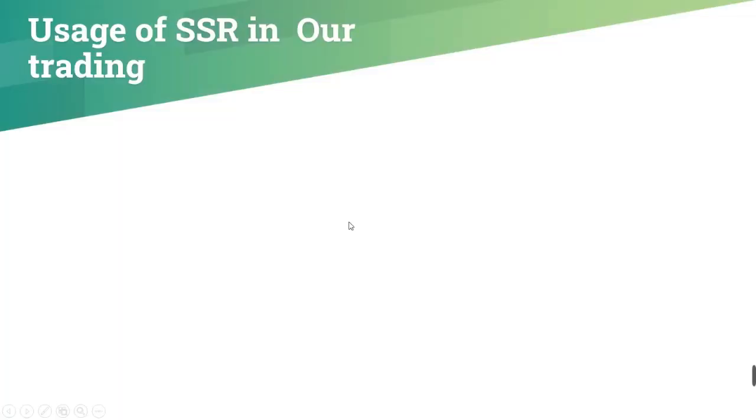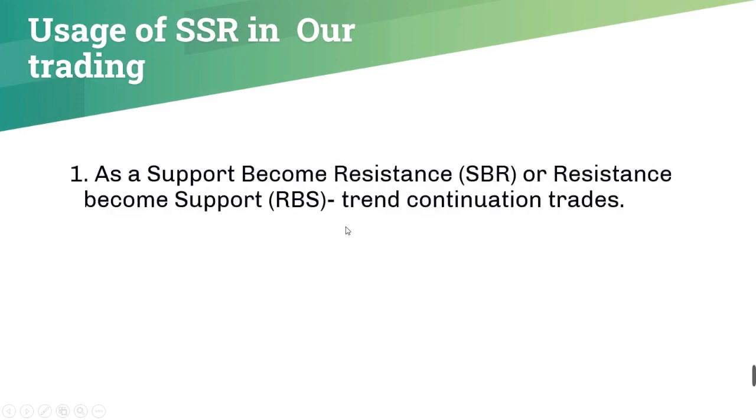So how do we use our SSR in supply and demand trading? The first is that we use it as support become resistance, SBR, or resistance become support, RBS, for trend continuation trades. This is an introduction about SSR. So first is SBR or RBS.